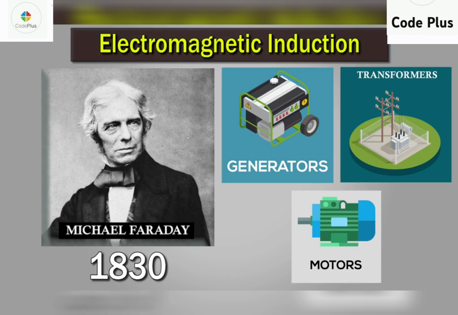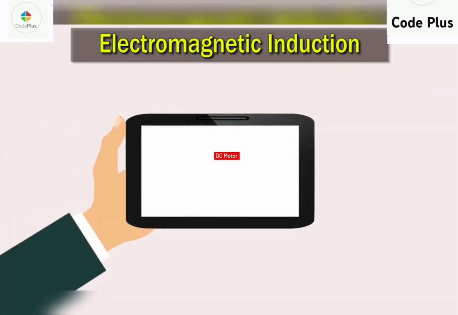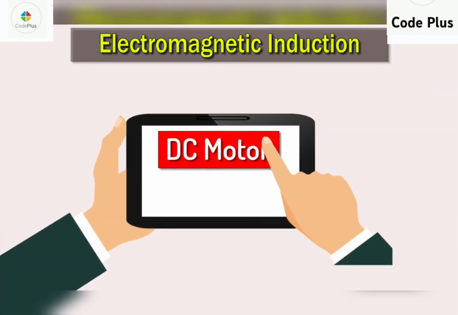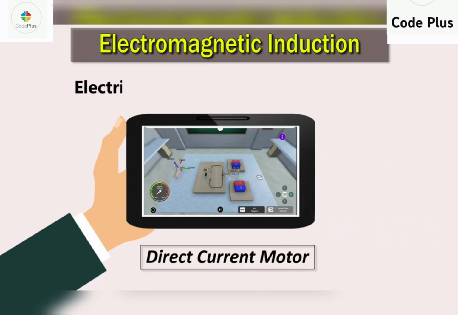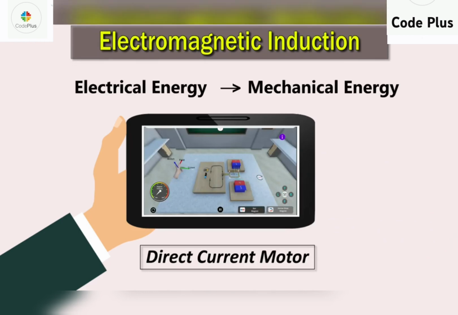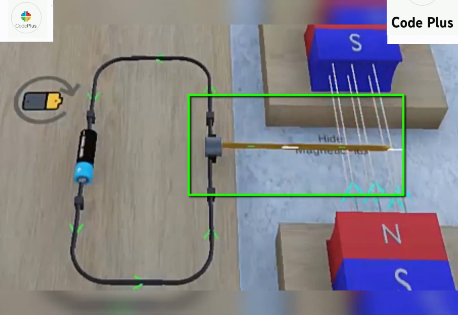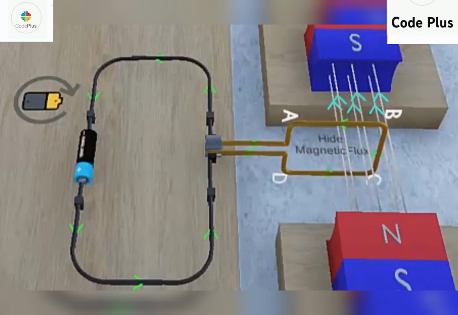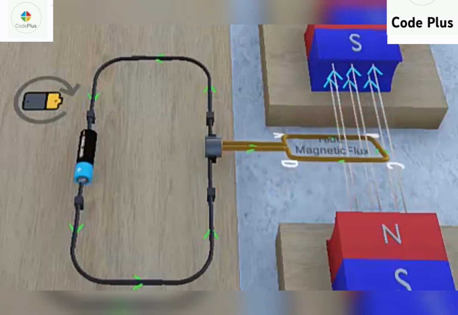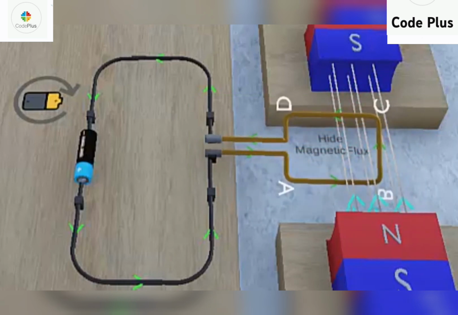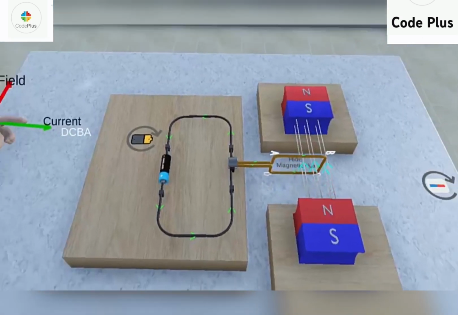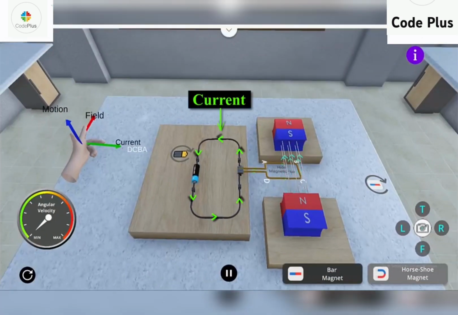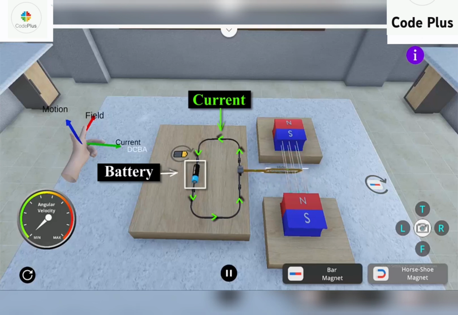So friends, let's discuss one of the applications based on electromagnetic induction, that is a DC motor. Yes friends, direct current motor. It transforms electrical energy into mechanical energy in the form of rotation. DC motors have inductors inside which produce the magnetic field used to generate movement. Now in this animation, you will find a very simple schematic of an electric motor. As you can see, current is flowing through the motor and the motor is rotating in an anti-clockwise direction.